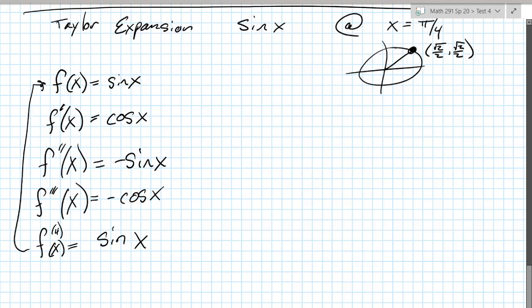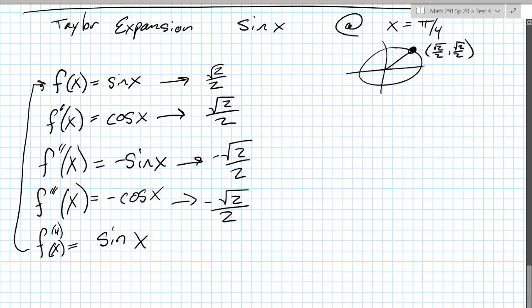Okay, so we need to start evaluating these. So what do we get? Square root of 2 over 2. Square root of 2 over 2. Negative square root of 2 over 2. Negative square root of 2 over 2. And then start repeating. So we see this pattern. Notice that it's not quite alternating. You do 2 positives, then 2 negatives, 2 positives, then 2 negatives.